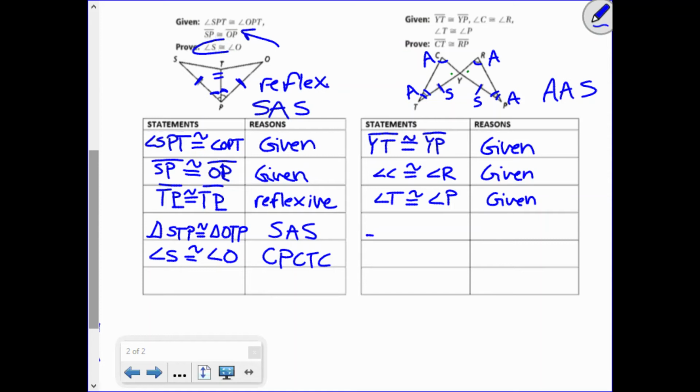I'm just going to go straight to the triangles being congruent. I'm going to call the first one TCY. And then based on that name, I'm going to call the second one PRY. Let me just check. Yeah. So C and R correspond and Y corresponds to itself. So everything is correct in the way that I organized those letters. And the triangles are congruent by angle side.